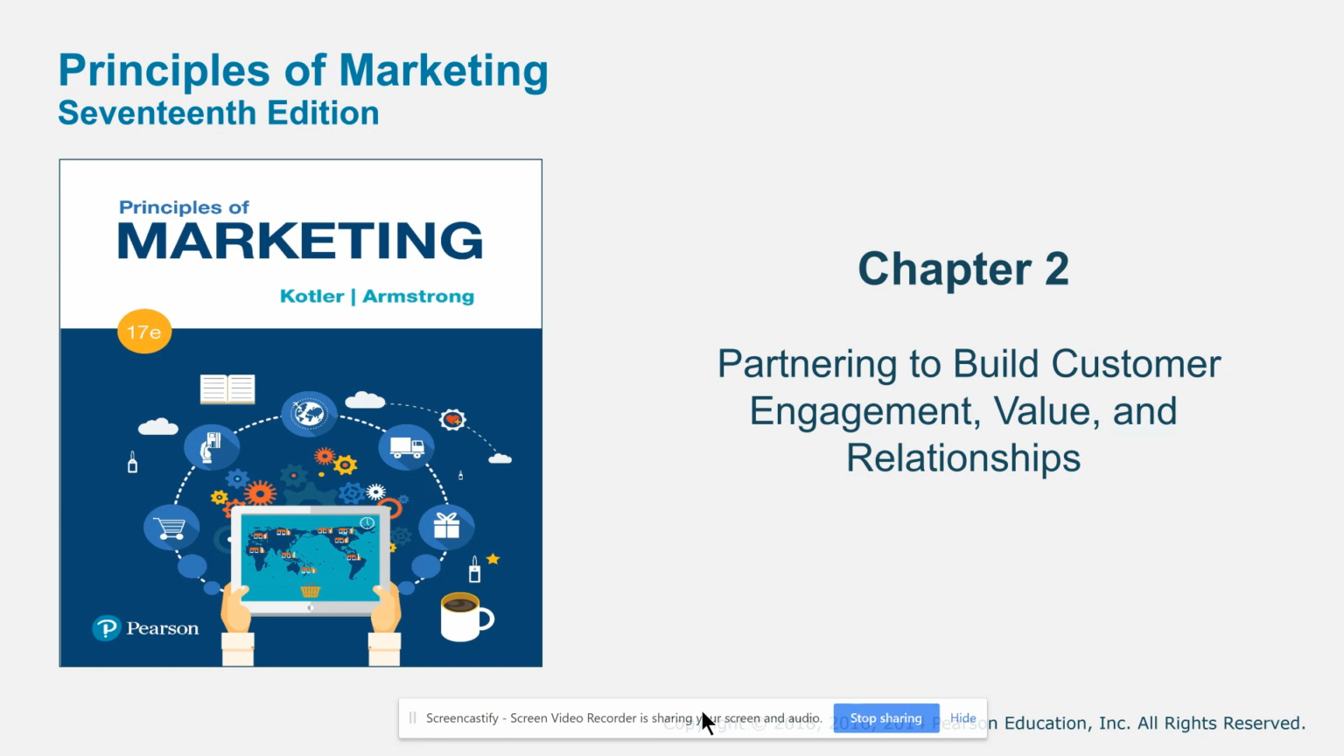So we are now going into Chapter 2, and Chapter 2 is really a deeper dive into partnering to build customer engagement, value, and relationships. As we talked about in Chapter 1, identifying who your target market is, what their needs and wants are, how you're going to position yourself through the 4 Ps, and how you're going to market yourself in order for the customer to know what you have to offer, and then building a relationship with them through customer service and engagement is super critical. So what we're going to talk about today is, well, how does this all start?